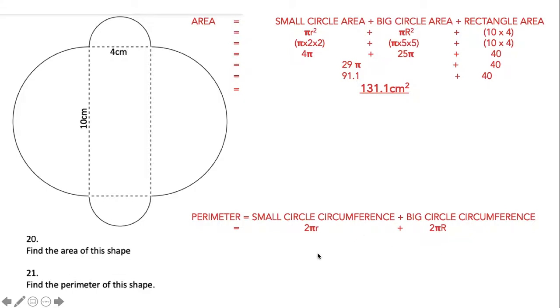So putting the small and the big radius in, the small radius is 2, half of 4, and the big radius is 5, half of 10. That comes out to be 4 times pi plus 10 times pi. And again, I could work those out individually as decimals and then add them up, but I find it a little bit easier just to lump them together as 14 times pi and then work that out as a decimal, which comes out to be 43.98 centimeters-ish to 2 decimal places.